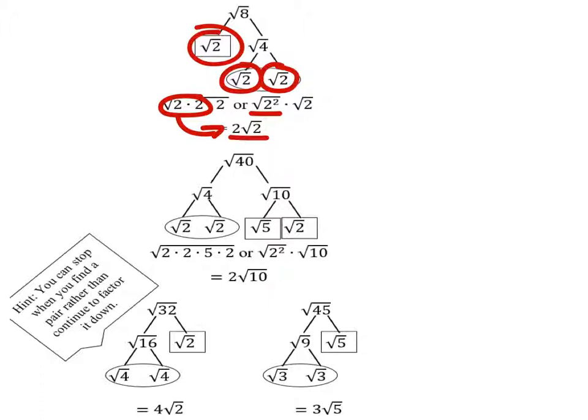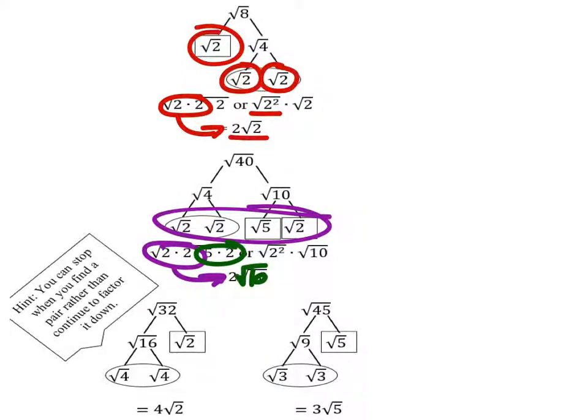Same with the square root of 40. If we look at all the prime factors, 2, 2, 5, and 2, there's a pair of 2's right there, which comes out as 2. The 5 and 2 have nothing to pair with, so they multiply together to give us the square root of 10.